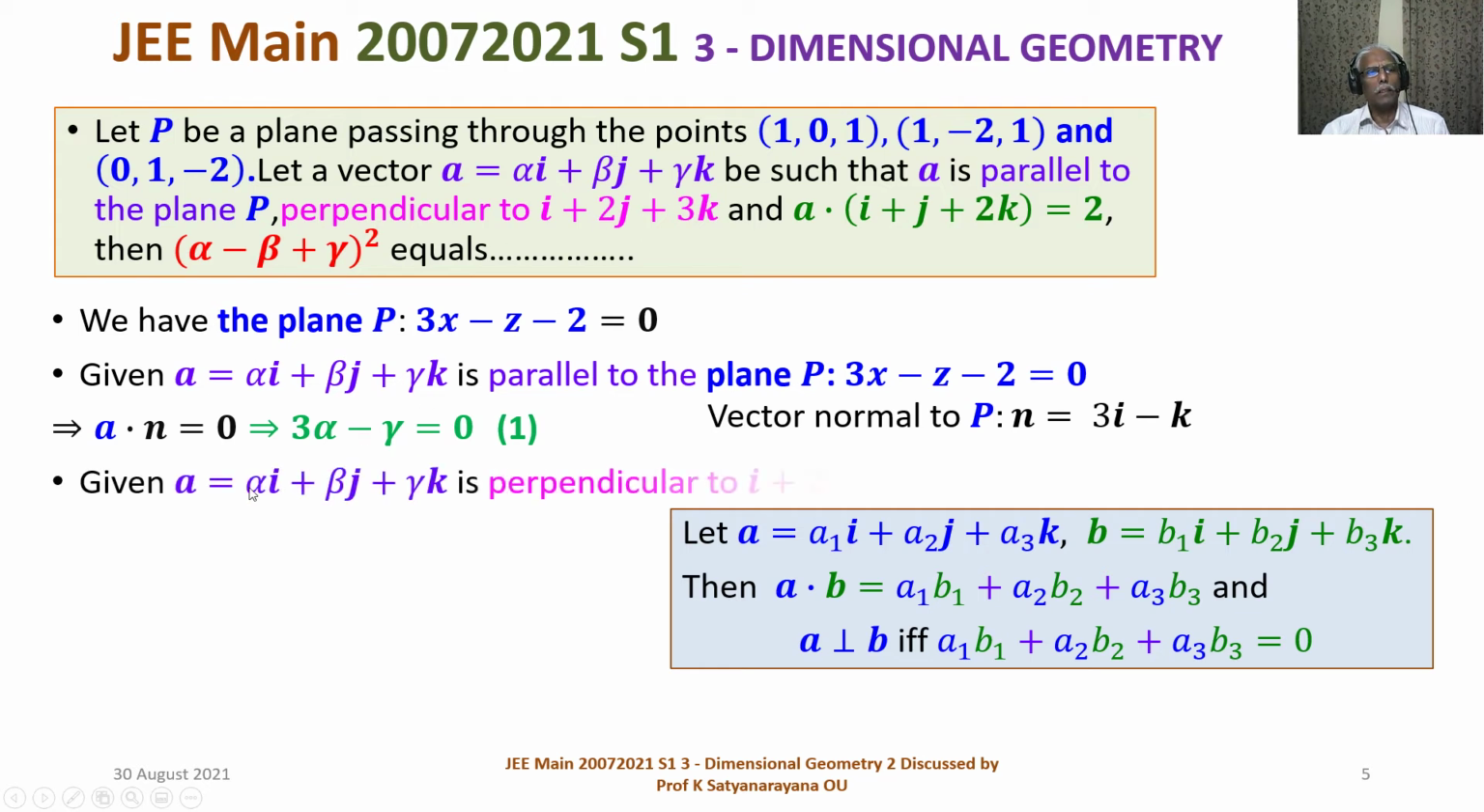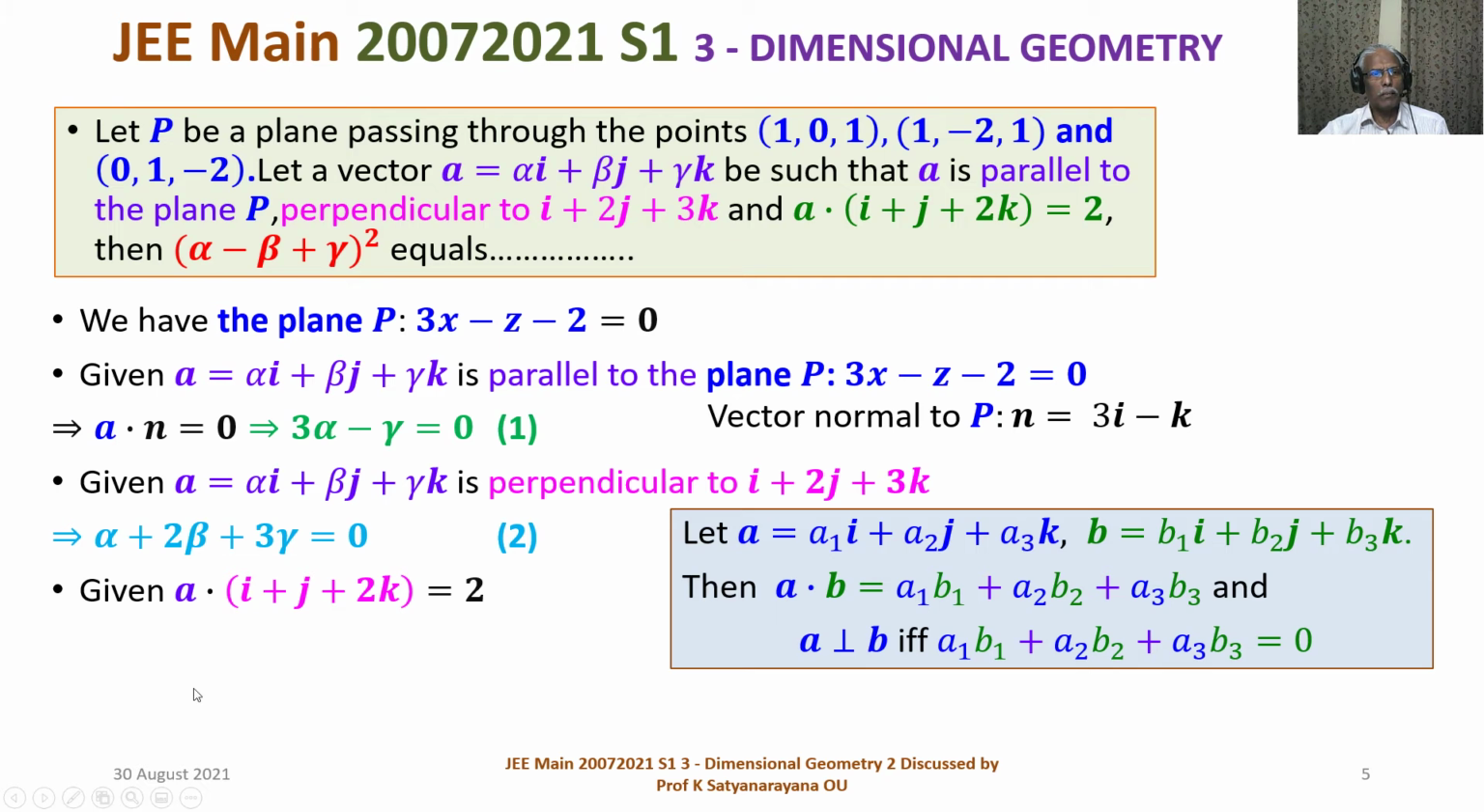The second one is given: A is equal to alpha i plus beta j plus gamma k is perpendicular to this vector i plus 2j plus 3k. And you know the condition of perpendicularity. This implies alpha times 1, alpha, beta times 2, 2 beta, gamma times 3, 3 gamma is equal to 0. That is the second equation.